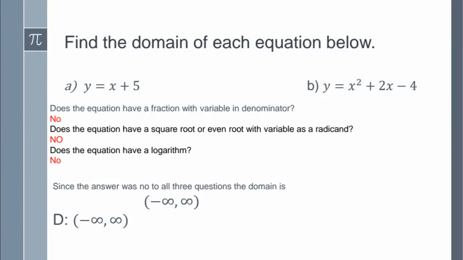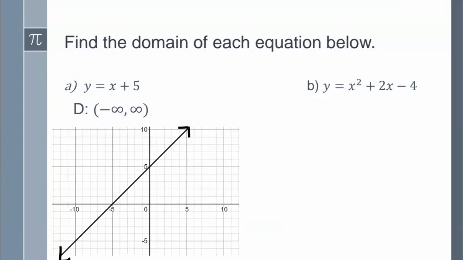Now also keep in mind, also for your computer work, the parentheses means that we're not including the number. Now infinity is not a number, so that's why we'll always use parentheses when using the infinity symbol. Do not put a bracket, because a bracket means that you want to include that number, and the computer will mark it wrong for you. So always put a parenthesis when dealing with infinity in interval notation. All right, so again, this was the graph of A.